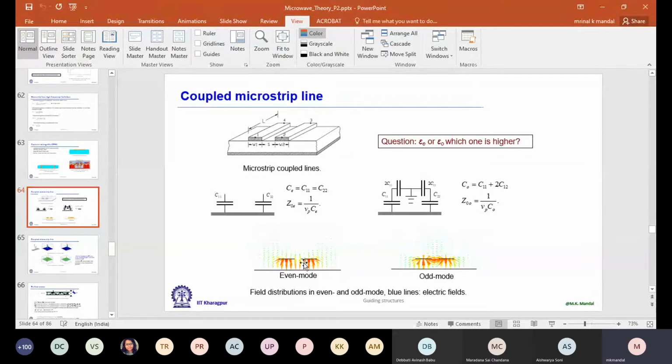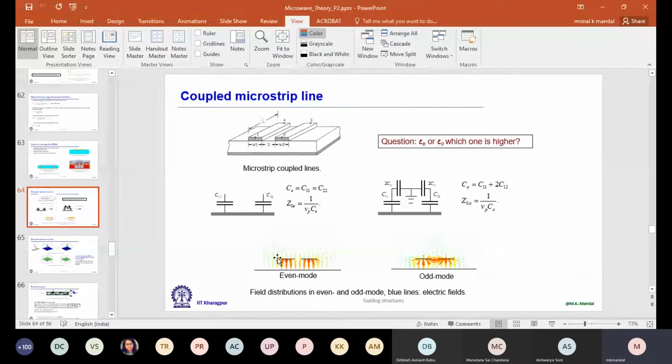So that means if I introduce any sort of perturbation along this coupling edge, the inner edges, then it is mostly going to affect the odd mode. Why? Because I said current distribution is higher here at the inner edge. And if I introduce any perturbation at the outer edges, that is going to affect mostly the even mode. Not only that, if I introduce any structure in the ground, then since in even mode most of these field components are from strip to ground, this ground perturbation is going to affect my even mode configuration.